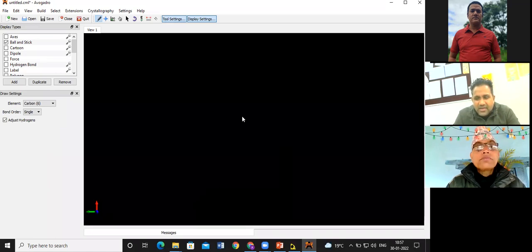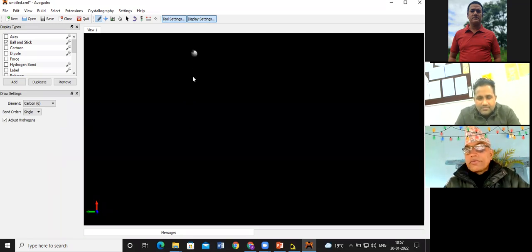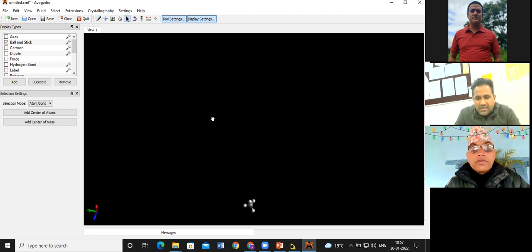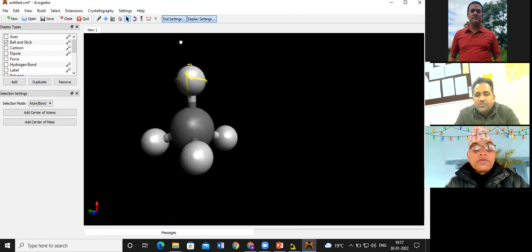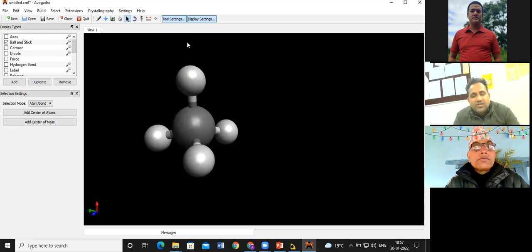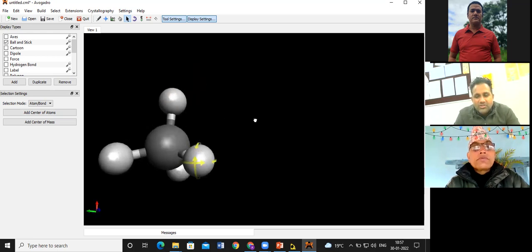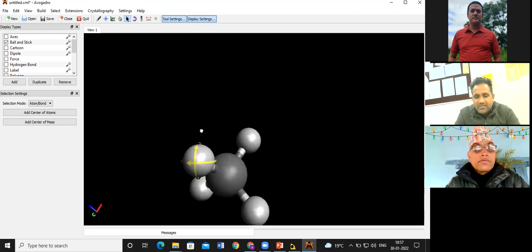This is nothing but the methane molecule. Zooming like this, you can show the tetrahedral nature of the carbon atom. That is how it is tetrahedral.